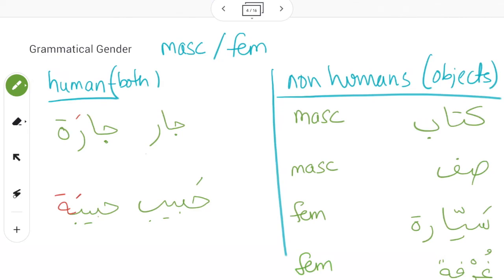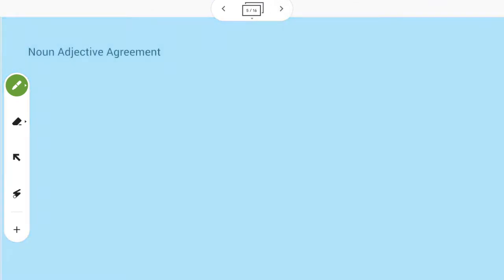What I would recommend is go through the vocab list that we have on Quizlet, the 130 practice, and just go through and see, can you tell what words are feminine, what words are masculine? The easiest way to tell is words that end in ta marbuta are feminine. Words that end without ta marbuta are masculine. Okay? And there are some other rules, but this is just the most basic way.